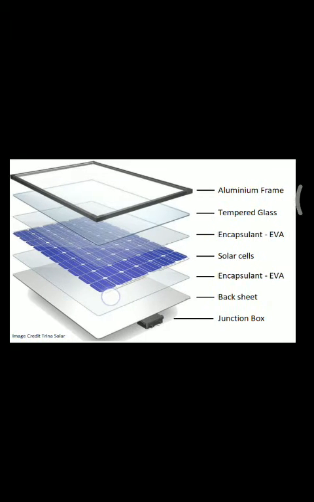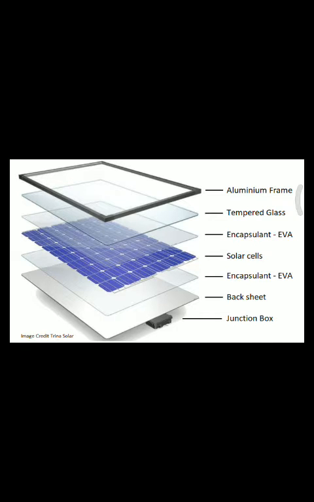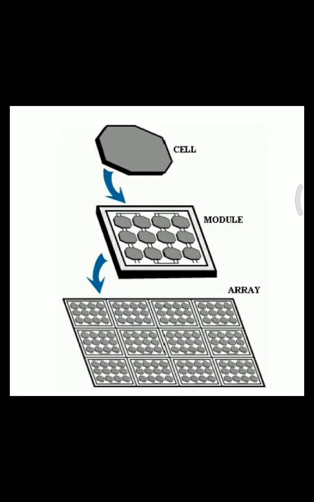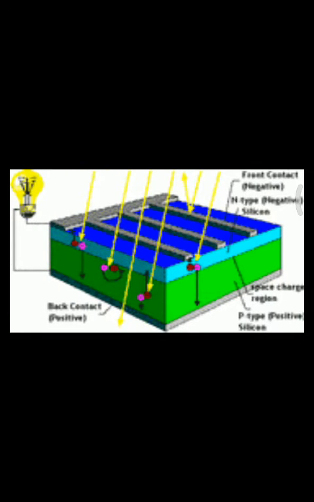See here: aluminum frame, tempered glass, encapsulant, EVA, solar cells, encapsulant, EVA, backsheet, and junction box, friends. This is the cell, module, array. If you take one cell, it is called a cell. A combination of cells is a module. A combination of modules is an array.